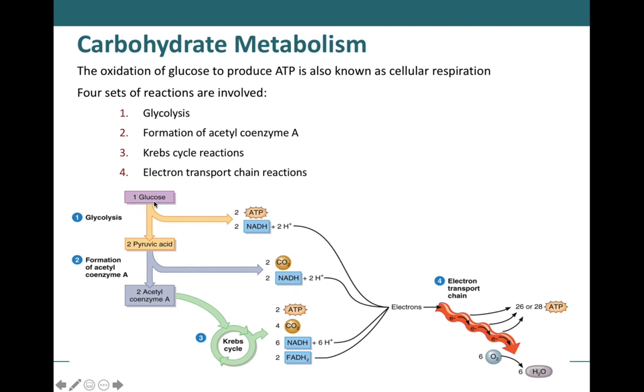From glycolysis, we get 2 molecules of ATP and 2 molecules of NADH. From the formation of acetyl-coenzyme A, we're going to get 2 molecules of CO2 and 2 molecules of NADH. From the Krebs cycle, we're going to get 2 molecules of ATP, 4 molecules of CO2, 6 molecules of NADH, and 2 molecules of FADH. While there are other pieces of information that I want you to know, like where these reactions occur and how many reactions make up each of these, this slide is going to serve as a nice summary slide to show you those energy outputs and which reactants and products are important in the grand scheme of cellular respiration.